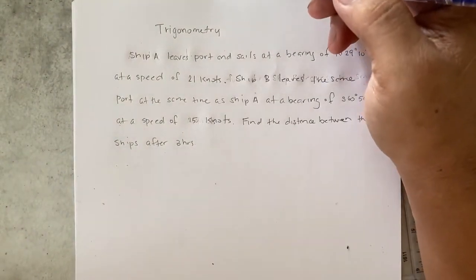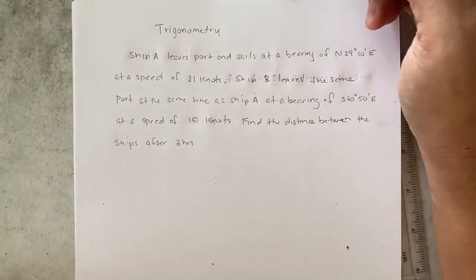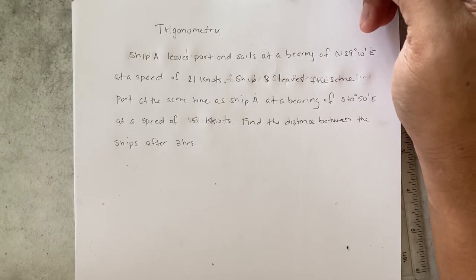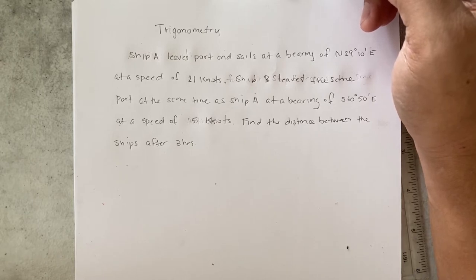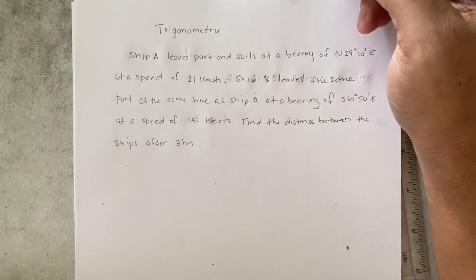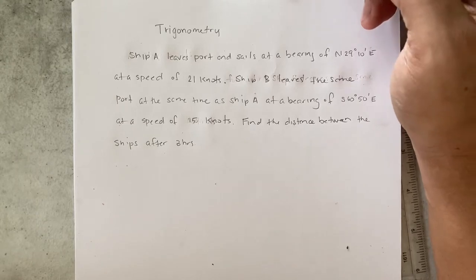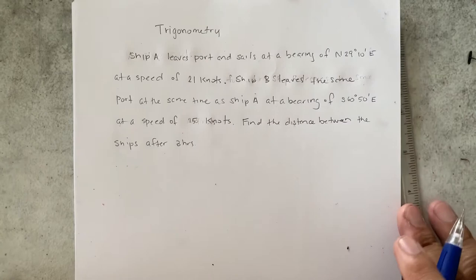Ship A leaves port and sails at a bearing of north 29 degrees 10 minutes east at a speed of 21 knots. Ship B leaves the same port at the same time as ship A at a bearing of south 60 degrees 50 minutes east at a speed of 15 knots. Find the distance between the ships after 3 hours.